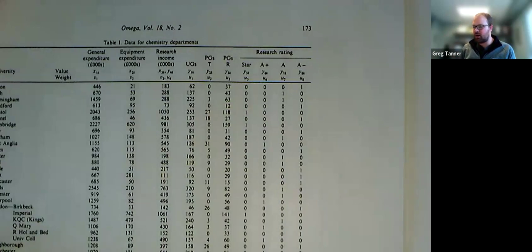That's it for this video on weight restrictions and the trick of creating fake DMUs to enforce those weight restrictions.